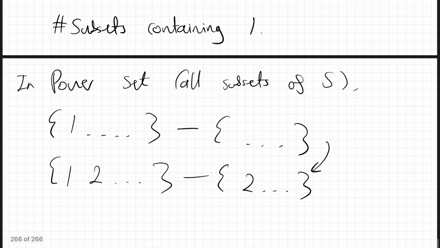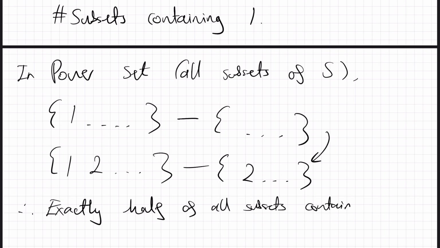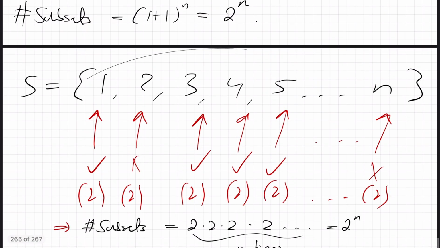So what that means is exactly half of all subsets contain 1, and then that means we can just halve our answer from before, which is going to be 2^n over 2, which is 2^(n-1). And I think it's nice to see it using this sort of method as well.